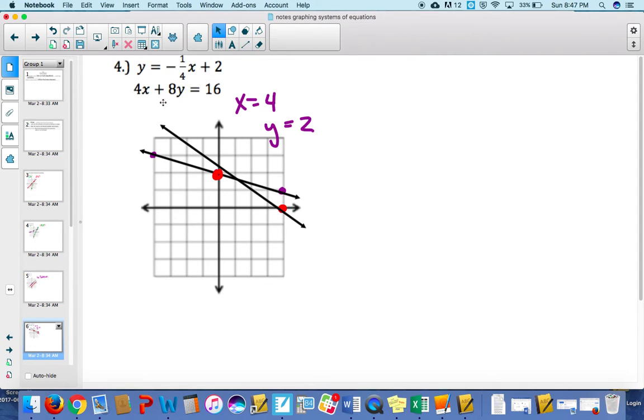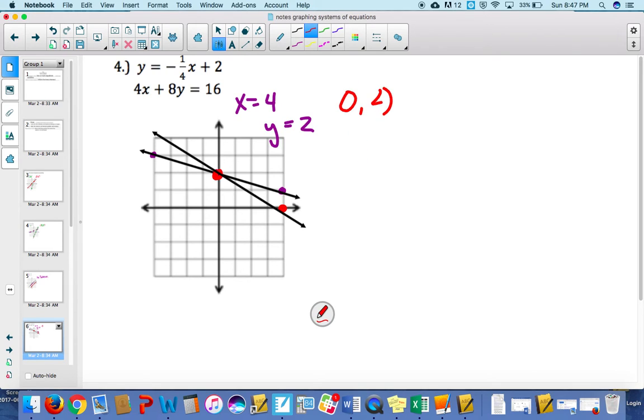And with that, they are both crossing through the ordered pair 0, 2. And so that is the answer for the system of equations.